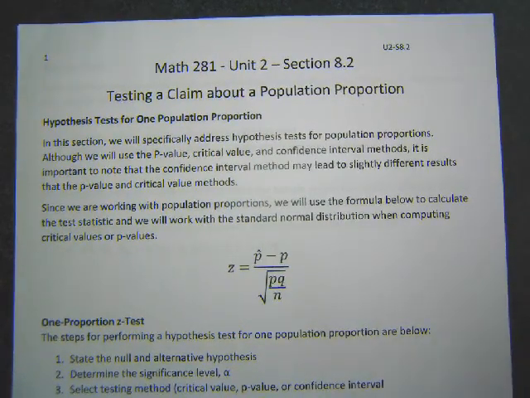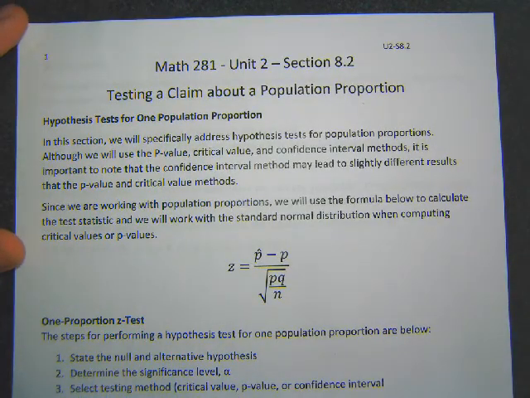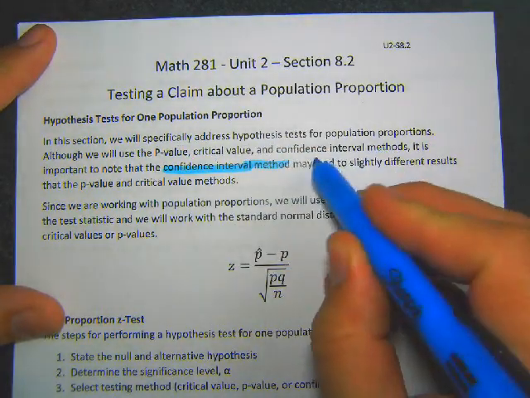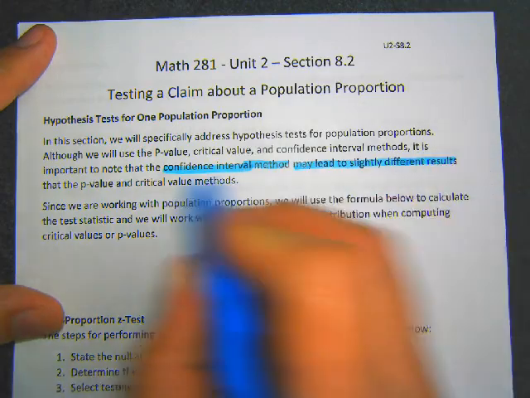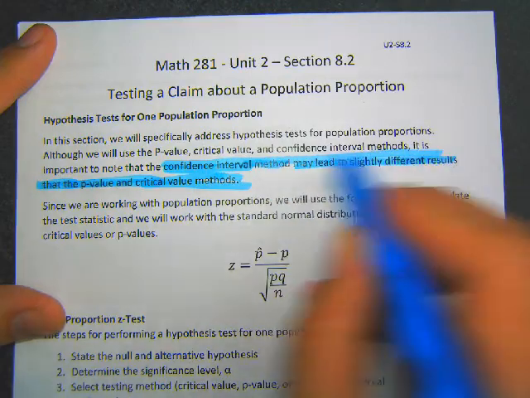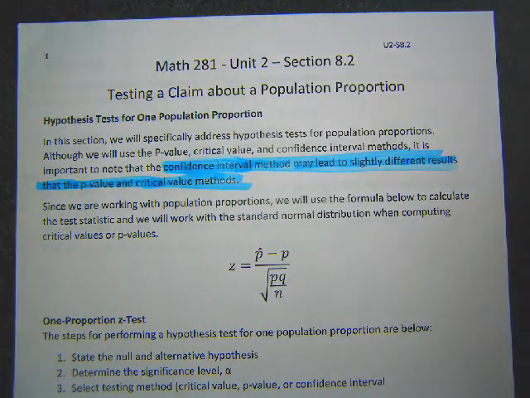Most of the time it doesn't matter which method. The one thing is the confidence interval method may lead to different results than the p-value or critical value. If you do p-value or critical value, those two are pretty much interchangeable. But if you're doing confidence interval, you might end up with a different result. Sometimes the confidence interval might tell you to reject, while the p-value and critical value might tell you to fail to reject, and vice versa. So that's what you have to be careful about. Usually you'll use whichever method is specified, if a method is specified.